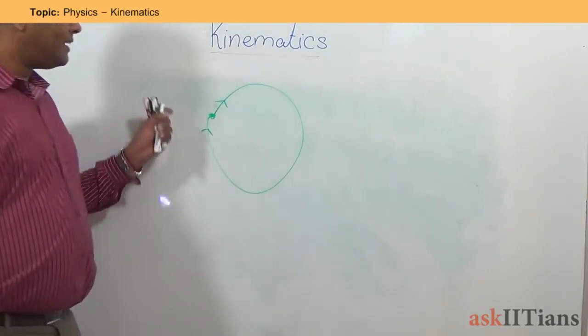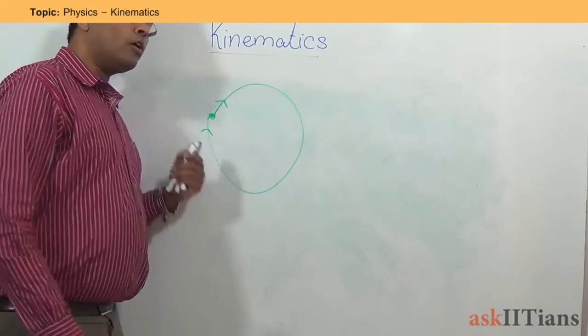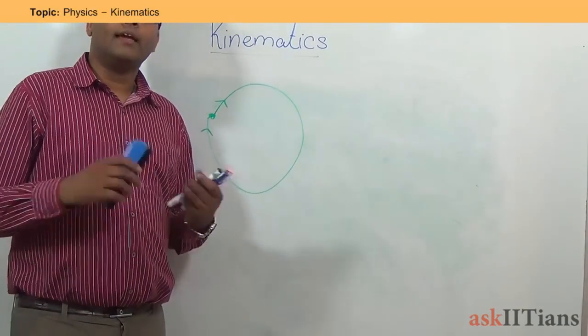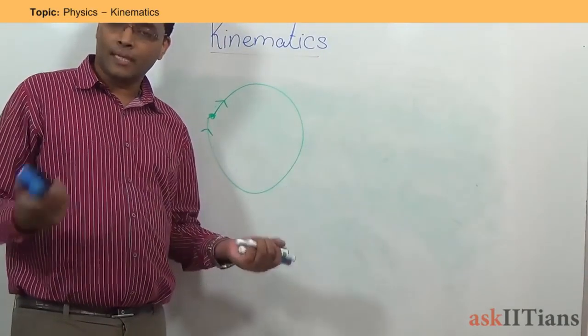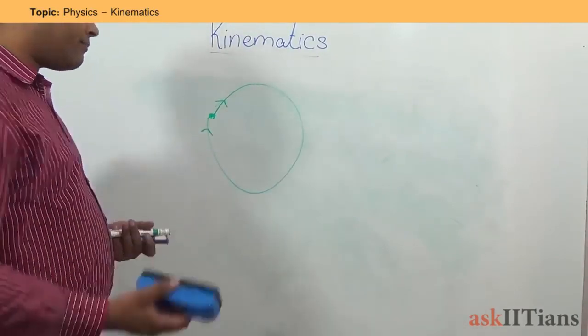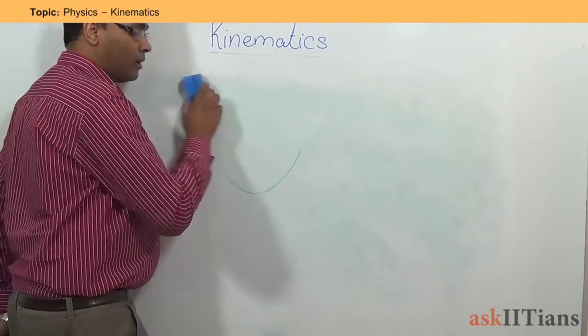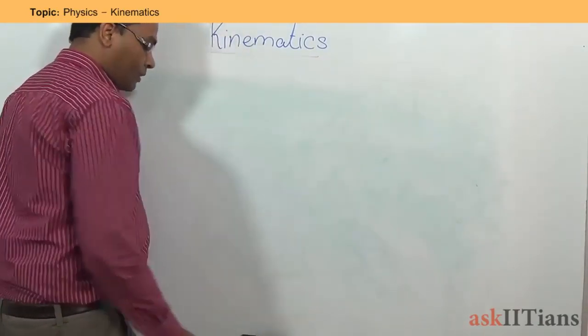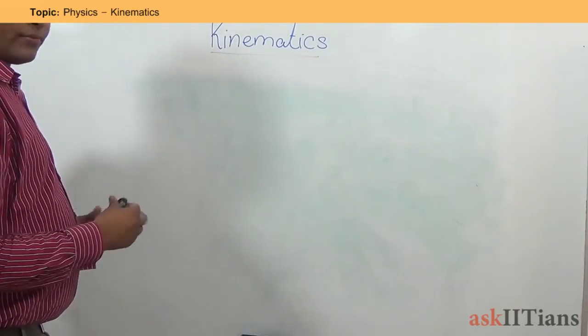So if a body is moving in a circular path, or for that matter, it does not have to move in a circular path. It can go in one direction and come back to the same point. If the initial and the final points are the same, in that case the displacement as well as the velocity are going to be zero. Right? Let's take that further.